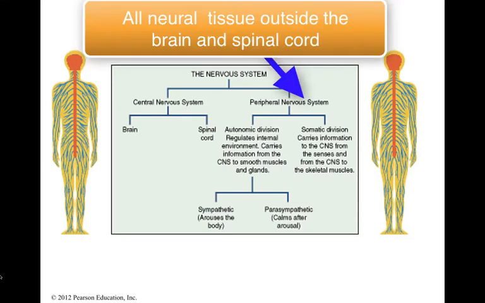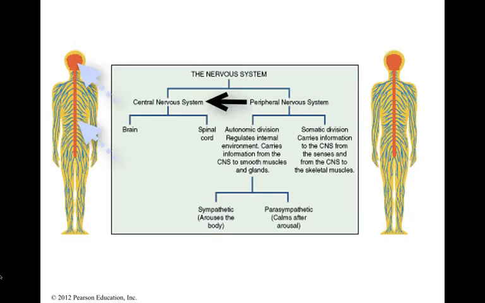The peripheral nervous system includes all the neural tissue outside the central nervous system. The peripheral nervous system delivers information to the central nervous system and carries motor commands from the central nervous system to the muscles, glands, and adipose tissues.